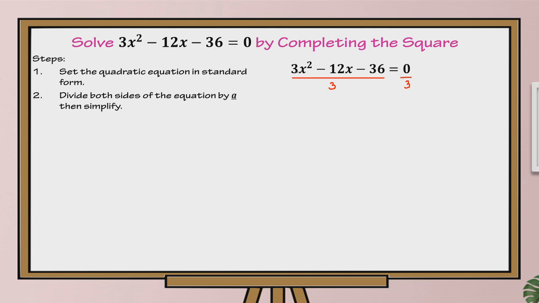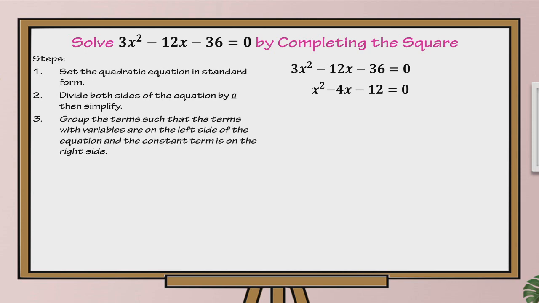So 3 divided by 3 is 1. Therefore, we are left with x squared. And negative 12 divided by 3 will be negative 4, so our linear term will now become negative 4x. And negative 36 divided by 3 is negative 12. And of course, 0 divided by 3 will still be 0. Therefore, our resulting equation after dividing both sides by 3 is x squared minus 4x minus 12 equals 0.